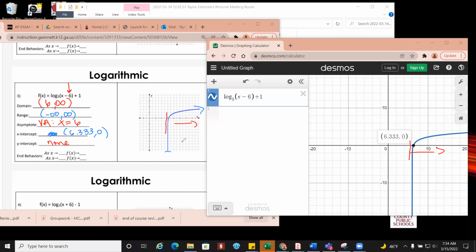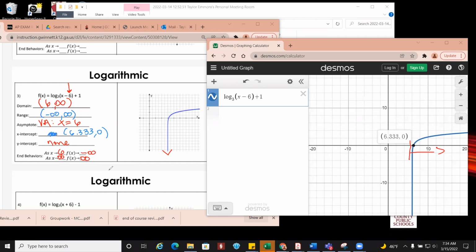For our end behavior, we're going to go as x approaches the left. So instead of saying as x approaches negative infinity, remember we have that vertical asymptote. So we're going to say as x approaches 6, what's happening to our y values? Where are they going? To negative infinity. As x approaches positive infinity, what's happening to our y values? They're going up to positive infinity.